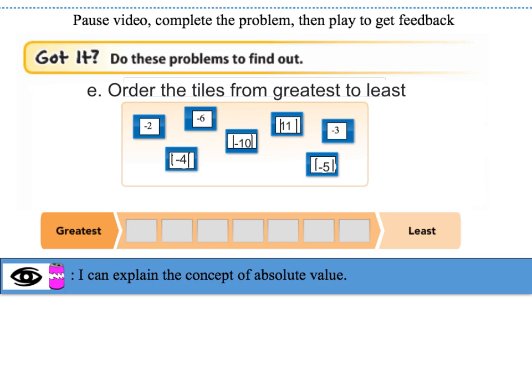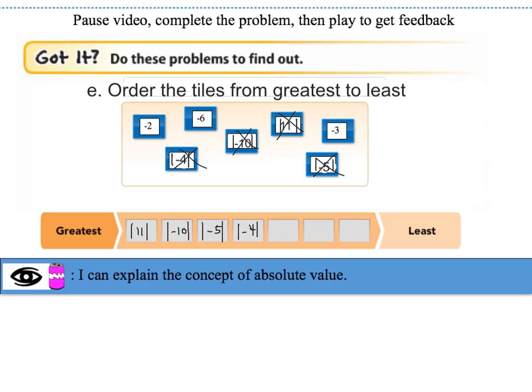The first tile that you should have placed here was the absolute value of 11. The next tile that should have been placed here was the absolute value of -10. The next tile was the absolute value of -5. The next tile was the absolute value of -4. And we should be crossing these out once we use them so that we don't use them again.